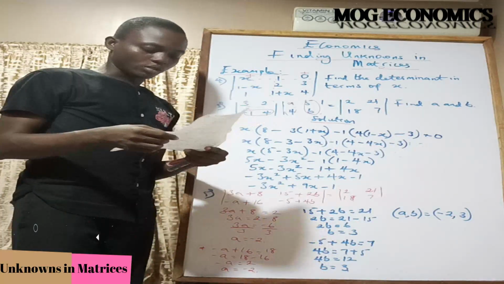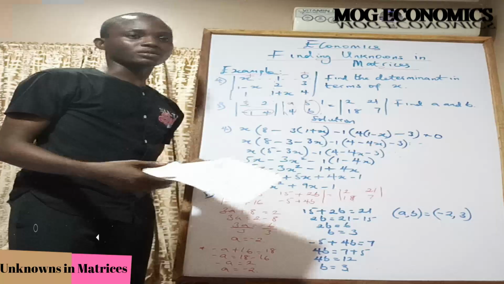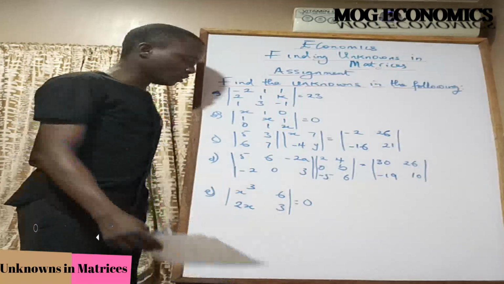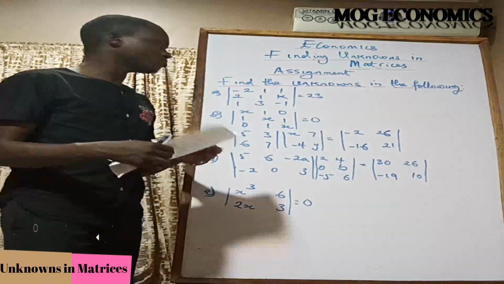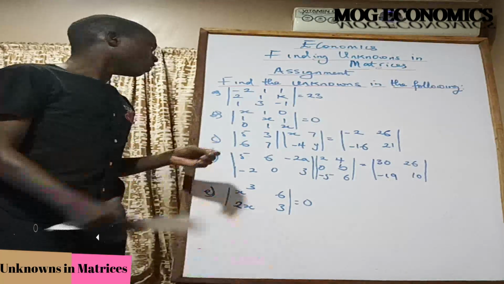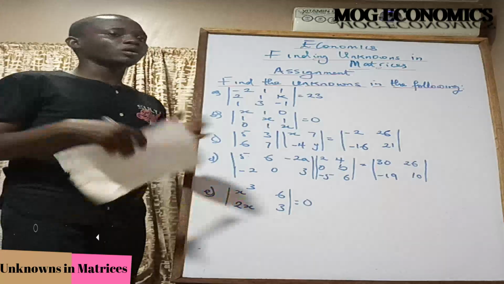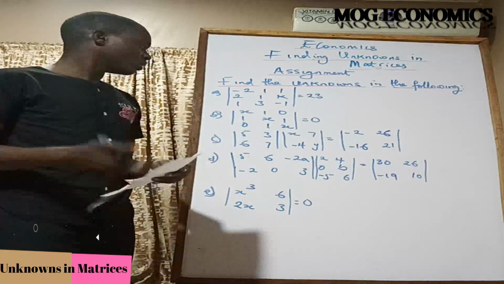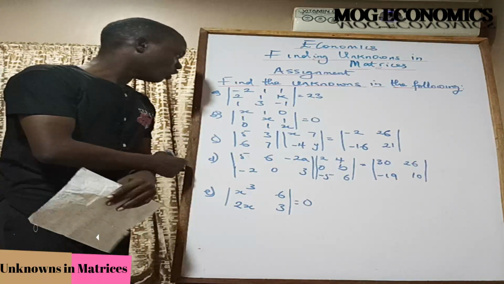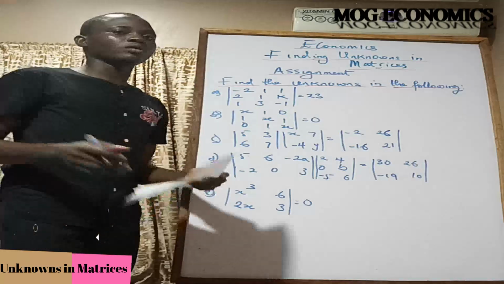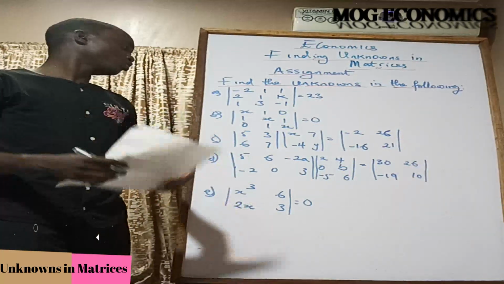So let's look at your assignment. So here, everyone, here we go with the assignment, looking for different things. A, minus 2 1 1 2 1 k 1 3 minus 1 equals 23. Find the unknown, which is k, of course. And here, triple x somewhere 1 1 0 1 0 1 equals 0. Find x, that's the unknown.